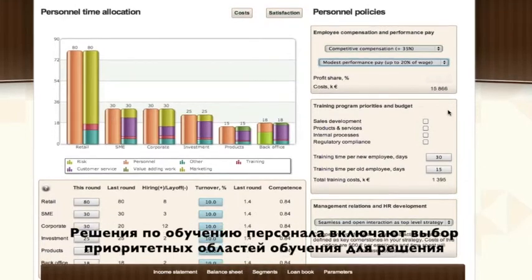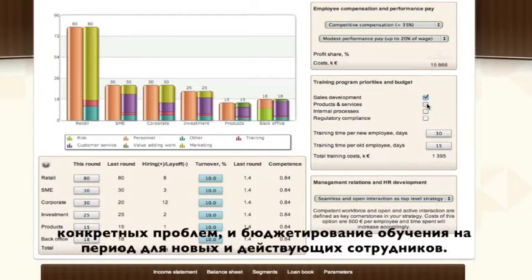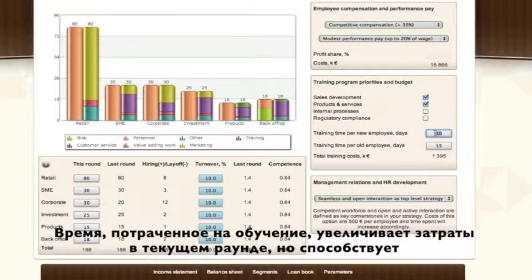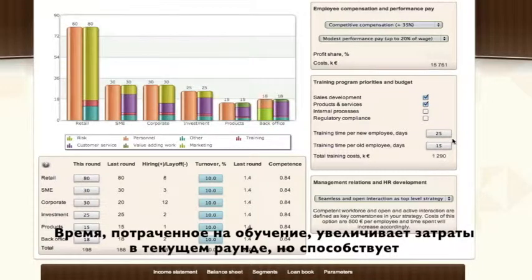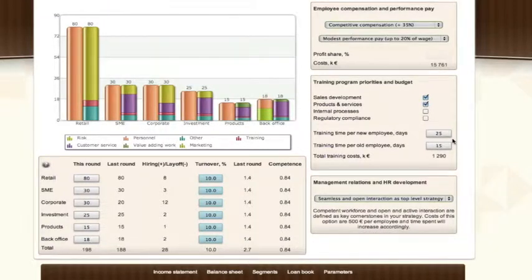Training policies consist of choosing appropriate priority areas for personnel development to address possible problem spots and time-based budgets separately for new and old employees. The time spent on training is directly away from the other value-adding activities and carries a certain cost, but it also contributes to personnel competence, thus making future sales efforts that much better.